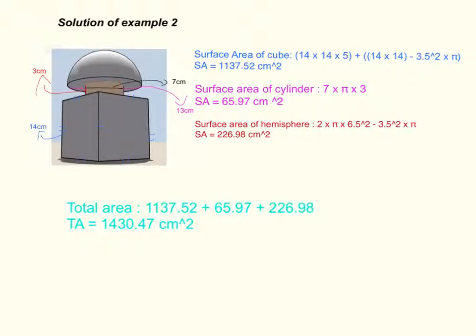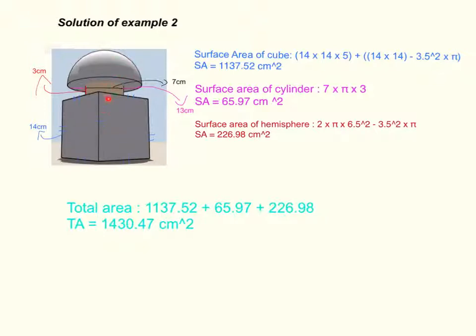Now for the surface area of the cube, I did 14 times 14 times 5, which is these faces except for the top part, and 14 times 14 minus 3.5 squared. Why did I do that? The reason is because the top part is covered by a circle. Now to find the area of the top part, we have to find the area and then subtract the area of the circle, which is 3.5 squared times pi. That will give you 1137.52 centimeters squared.